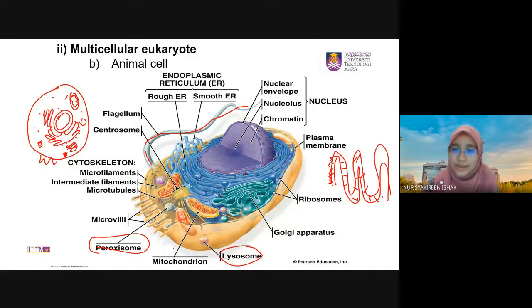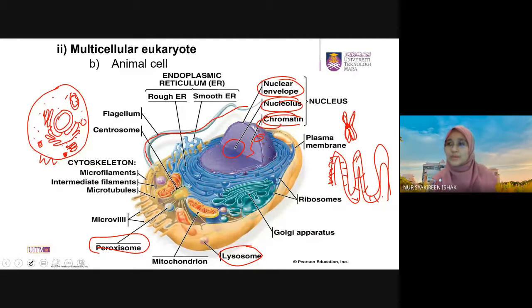Okay, so within the nucleus, as you can see, sama je, they are double membrane. They have nuclear envelope that has double membrane, inner and outer. So they have nuclear pore, and then at the center you have the nucleolus, and then you have the chromatin. Chromatin is the fine thread of chromosome. Okay, so fine DNA dalam bentuk yang fine thread before dia jadi chromosome macam ni.